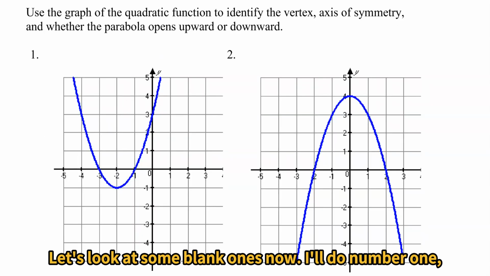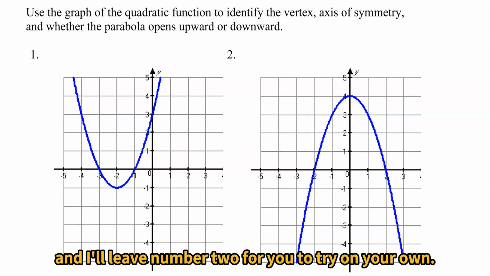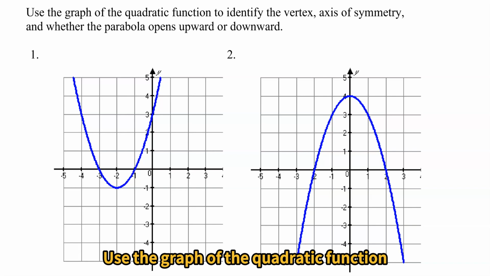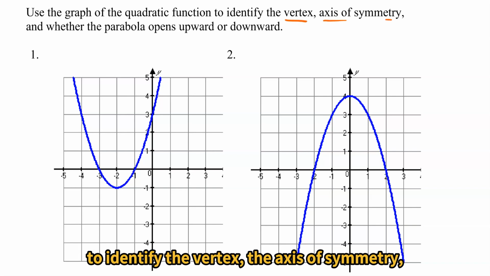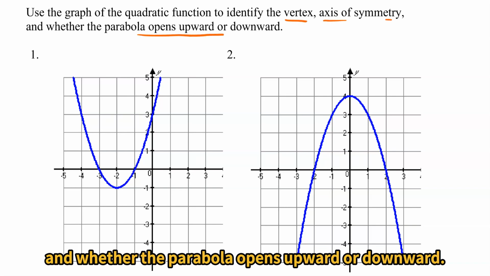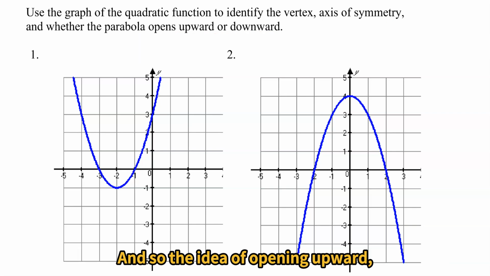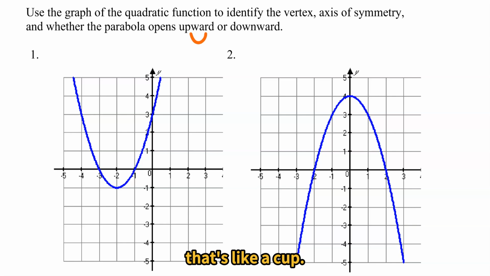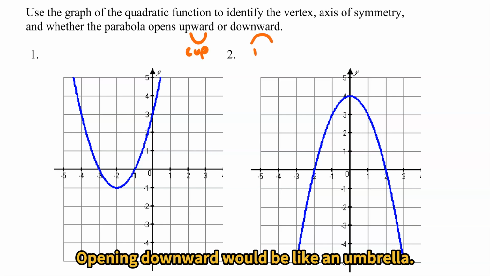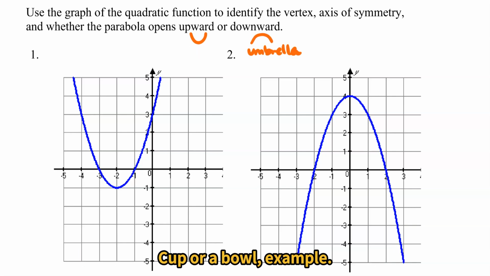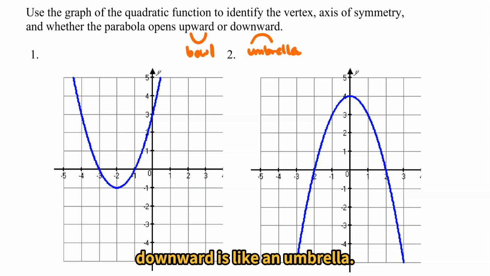Let's look at some blank ones now. I'll do number 1 and I'll leave number 2 for you to try on your own. Use the graph of the quadratic function to identify the vertex, the axis of symmetry, and whether the parabola opens upward or downward. And so the idea of opening upward, that's like a cup. Opening downward would be like an umbrella. Cup or a bowl. Upward is like a bowl, downward's like an umbrella.